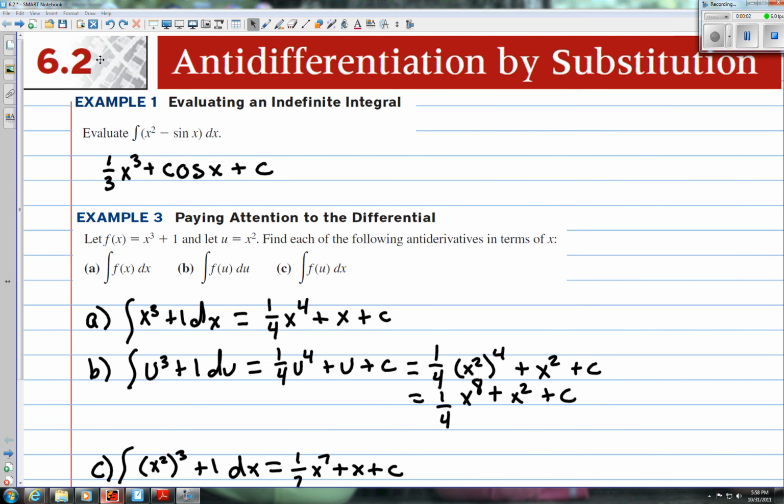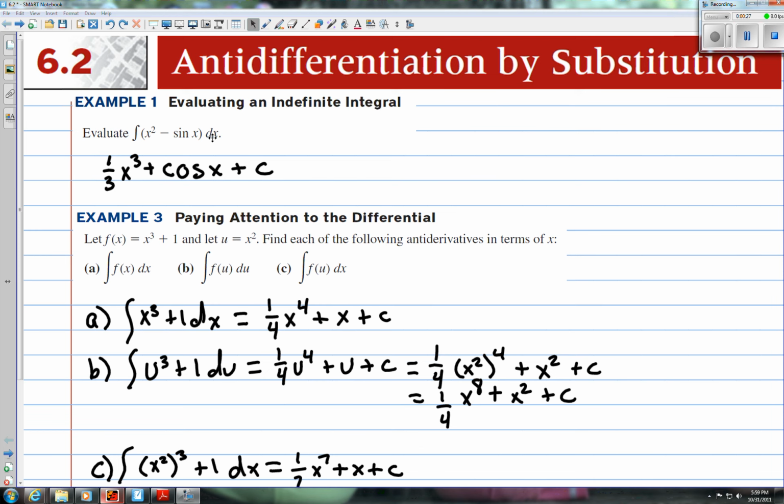This is section 6.2 on anti-differentiation by substitution. In example 1, they introduce the term indefinite integral. To evaluate this indefinite integral, meaning we don't have any indices or indexes here, of x squared minus sine x, it's simply 1/3 x to the third plus cosine x plus c. So this is an indefinite integral.